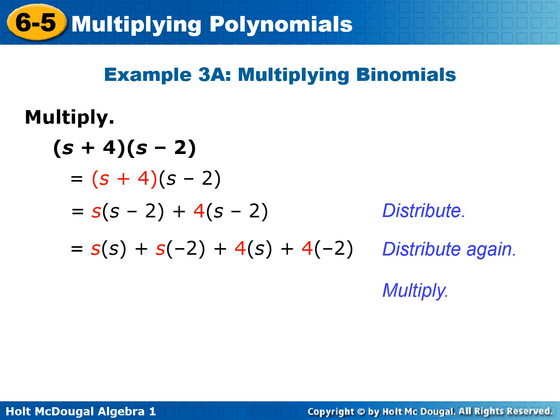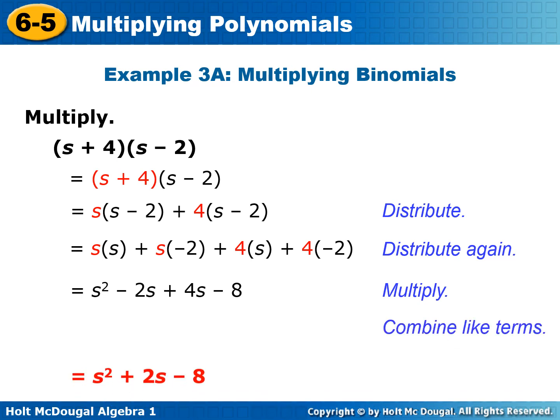Okay, now after distributing for many times, we have to multiply, no? So we have here s times s, that's actually s squared. And then what about s times negative 2? Negative 2s. What about 4 times s? 4s. And what about 4 times negative 2? Negative 8. Okay? And again, if you see that there are like terms, do not forget to combine like terms.